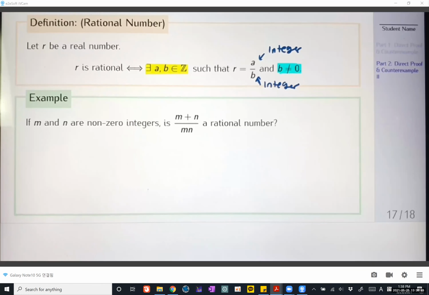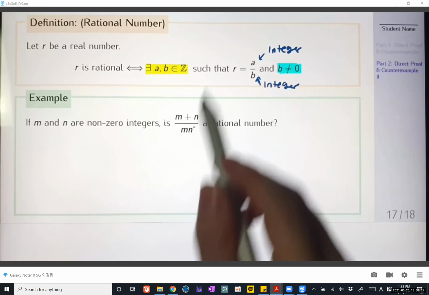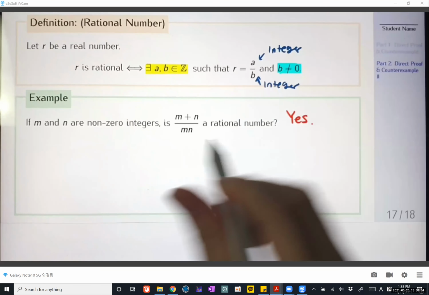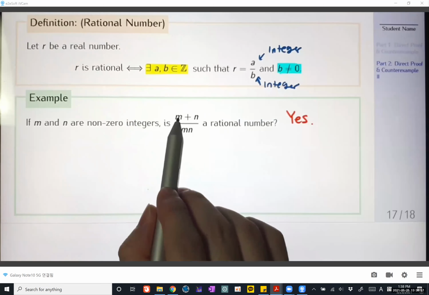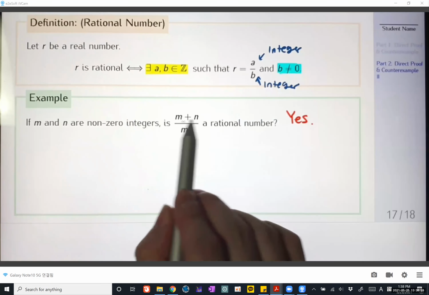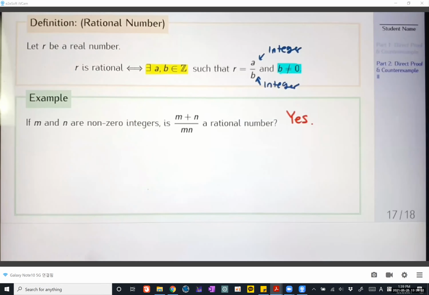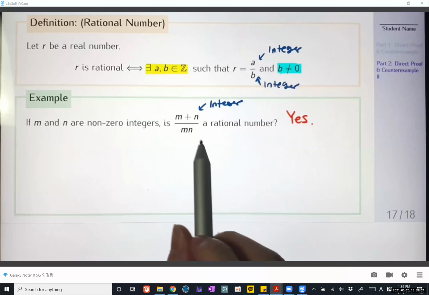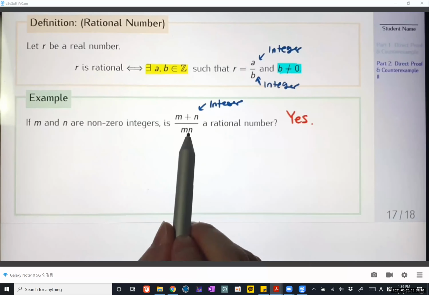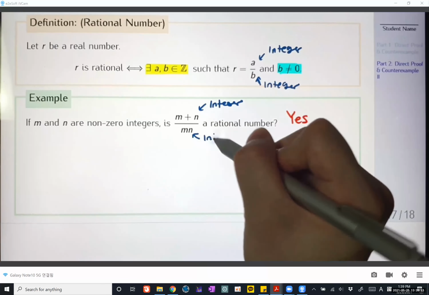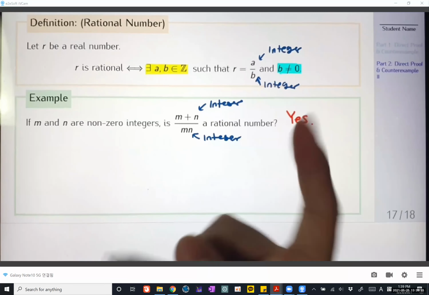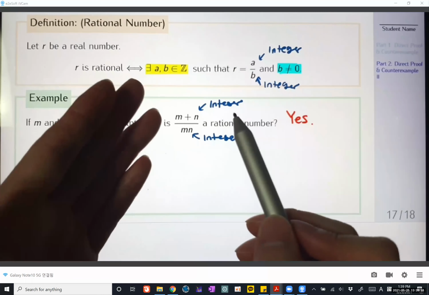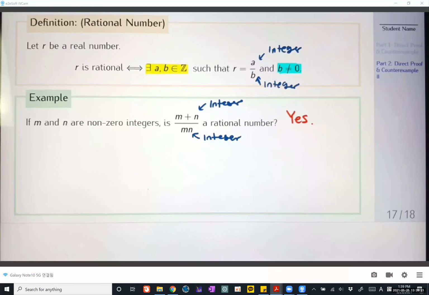Okay. The answer is yes. It's a rational number because m is an integer, n is an integer, so the sum of the two integers becomes an integer. And look, everyone, the bottom part, m times n, is also an integer. But we need to be a little bit careful. Do you guys 100% agree with me that m times n is going to be a non-zero number? Yes or no?